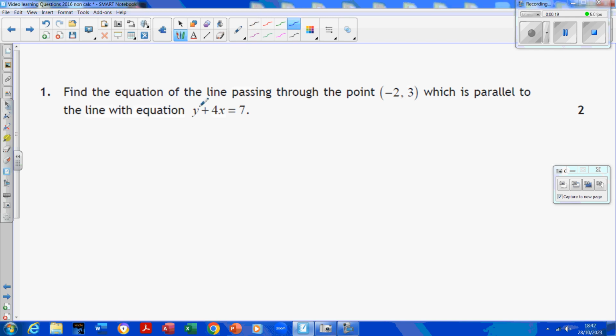So it says, find the equation of the line passing through the point, which is parallel to. So to get the equation of a straight line, we need 2 things. We need a point and we need a gradient. So they've given us the point, it's passing through the point minus 2, 3. We don't have enough information to work out a gradient using y2 minus y1 divided by x2 minus x1. But we're told it's parallel to this one. So it's the indirect way of getting the gradient.